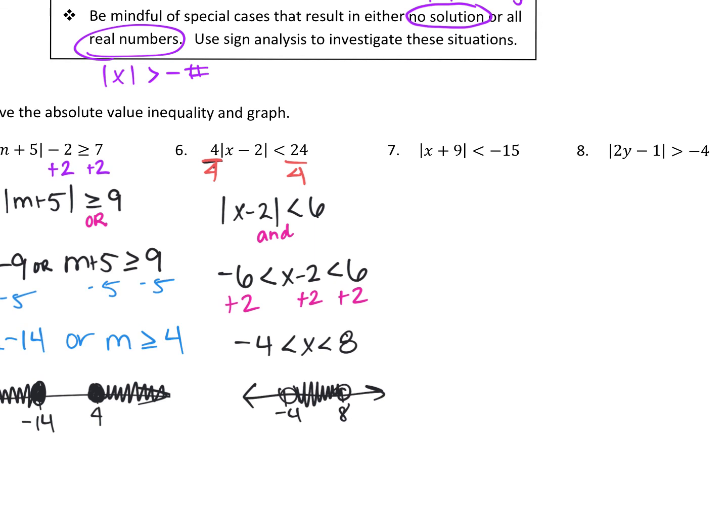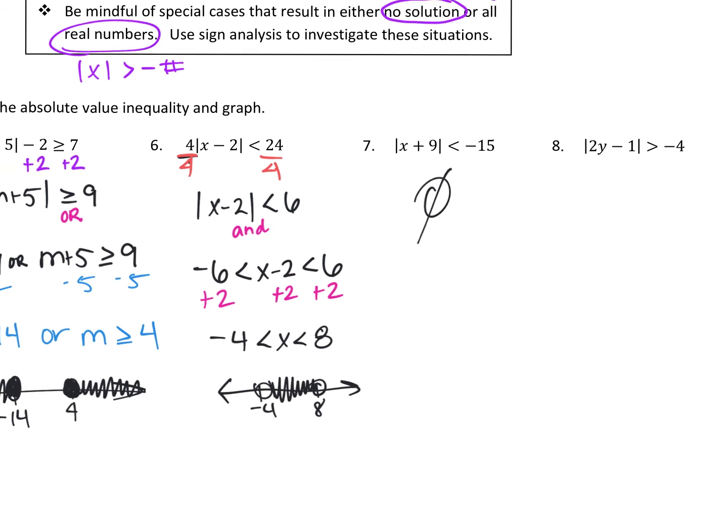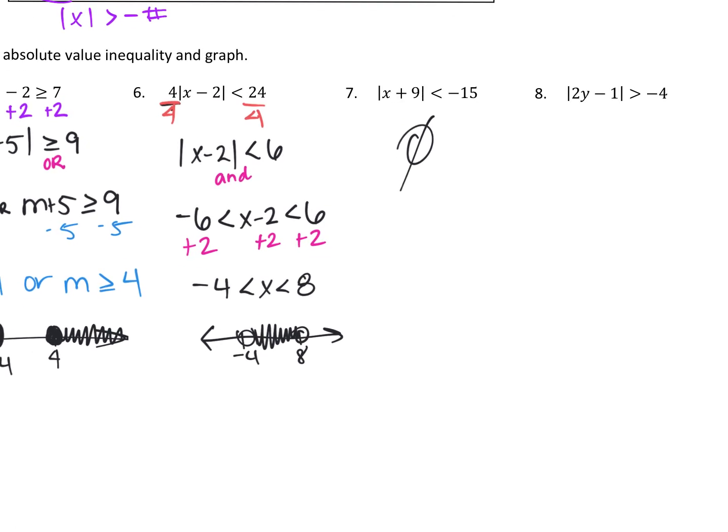All right, let's look at 7. The absolute value is less than a negative. Is that a special case? The absolute value is by itself, right? When is the absolute value less than a negative? Never. So what does that mean? No solution. Okay. Absolute value is never less than a negative. And when is the absolute value greater than a negative? Always. So what's our answer? All real numbers.